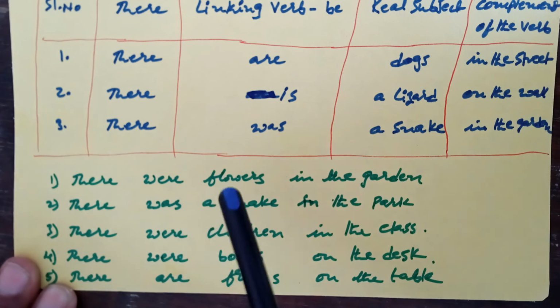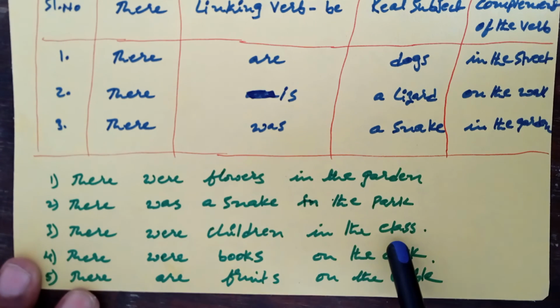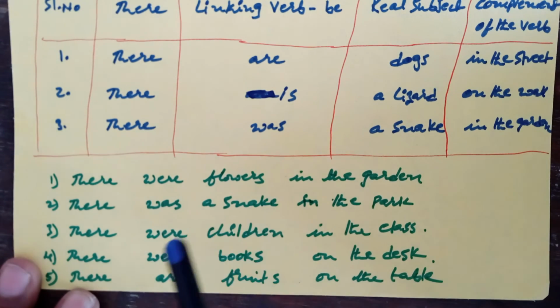BE form, past tense: There were children in the class. Child is singular, children is plural, so we used were as the BE form verb. There were books on the desk. Books is also plural.